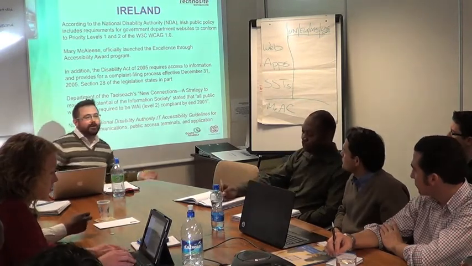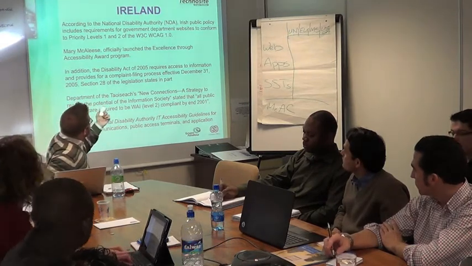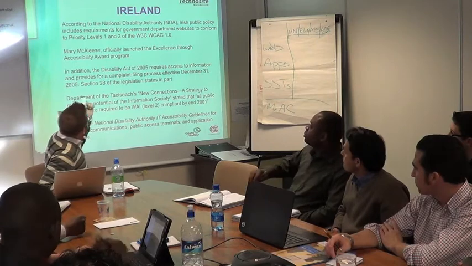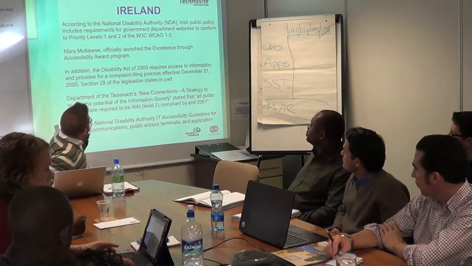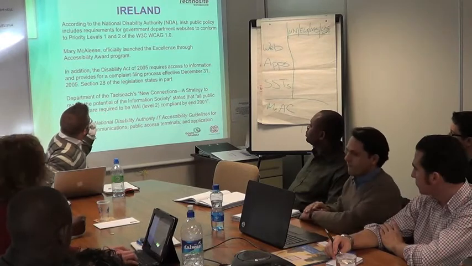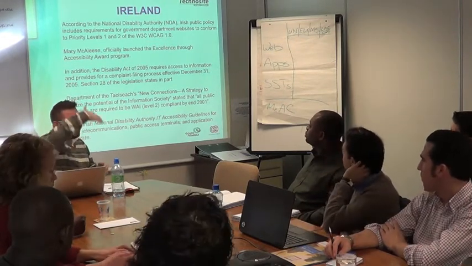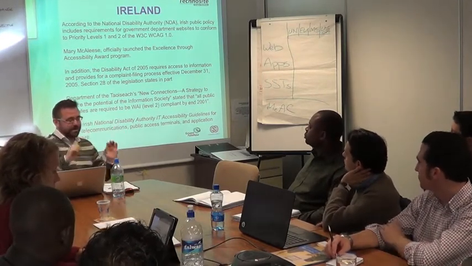Ireland. Here we are in Ireland. According to the NDA, the National Disability Authority, Irish public policy includes requirements for government department websites to conform to priority levels 1 and 2 of the World Wide Web Consortium WCAG 1.0. Whoa! I'm sure that went over everyone's head. Let me just tell you what that means.